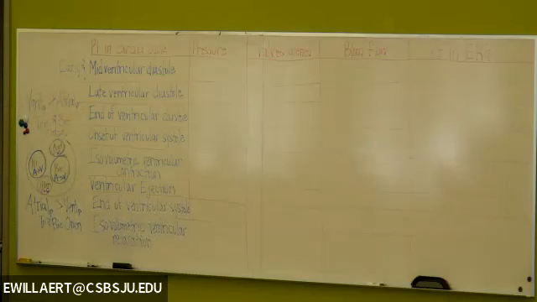Now the same thing happens for ventricular pressure. If ventricle pressure is greater than the pressure in the pulmonary circuit or the systemic circuit, then these valves are going to open up.